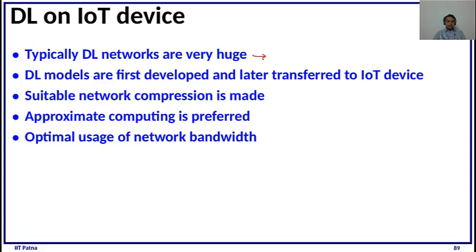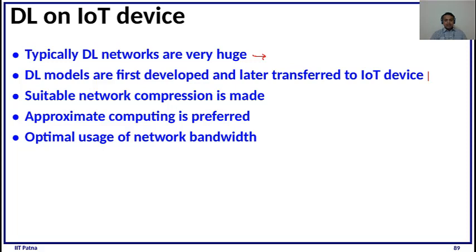So now the question is, how is this problem solved? Typically these deep learning models are first developed on a high-end server, which will be trained with a huge amount of data. And once the model is developed, it will be transferred to the IoT device for the actual execution. By doing this, the advantage is that even if my IoT device is resource constrained, I am not going to use that device for my training purpose. So that can solve some of the issues.